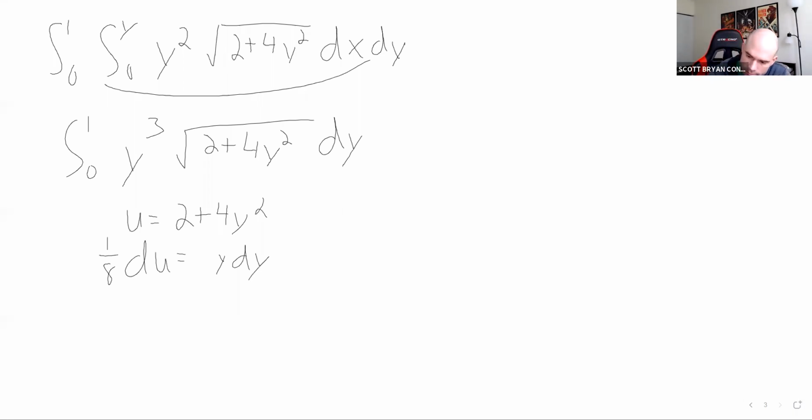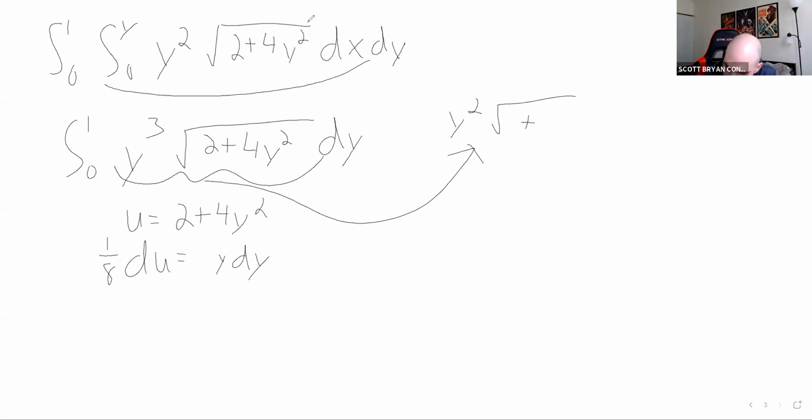So what I'm going to do is I'm going to let y cubed square root 2 plus 4y squared dy be y squared times square root 2 plus 4y squared. So I'm going to pull out that y dy, because we know what that is in terms of u. We know what the square root 2 plus 4y squared is. So that's square root u. And then this y dy we said is 1/8 du. We're left with a y squared.